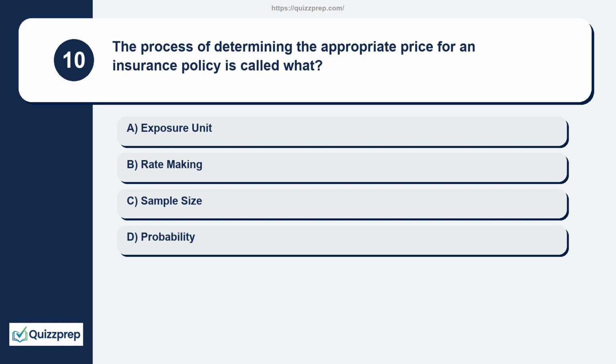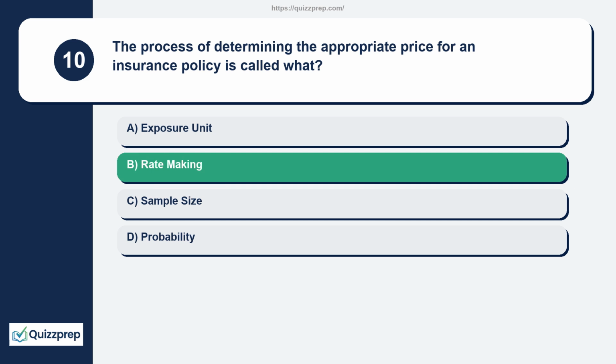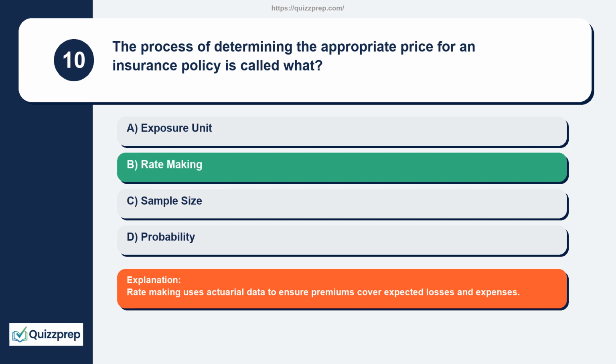Question 10. The process of determining the appropriate price for an insurance policy is called what? Exposure unit. Rate making. Sample size. Probability. Rate making uses actuarial data to ensure premiums cover expected losses and expenses.